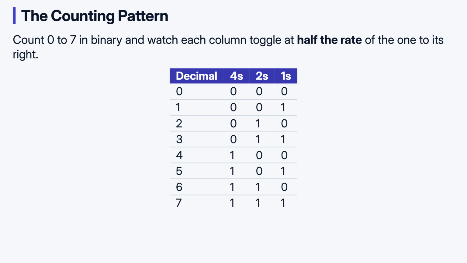Let's count from 0 up to 7 in binary and watch the columns. The 1's column on the right flips every single step: 0, 1, 0, 1. The 2's column flips every 2 steps. The 4's column flips every 4 steps. Each column toggles at half the rate of the column to its right.